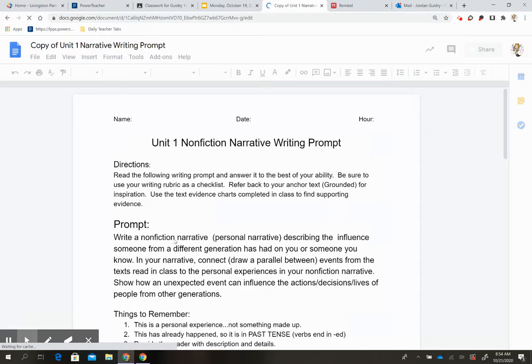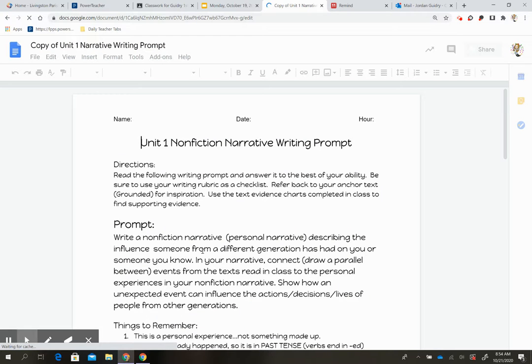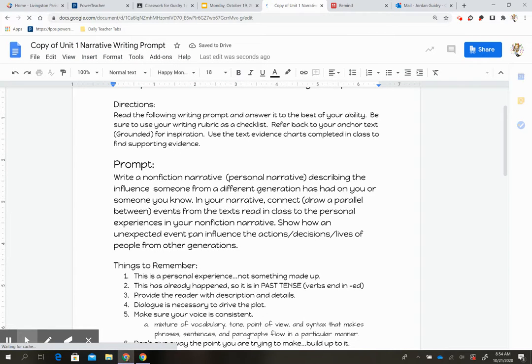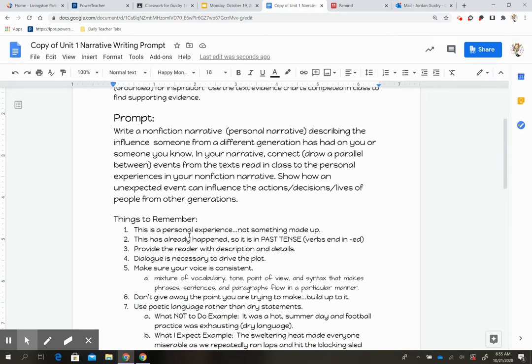So this is your nonfiction narrative writing prompt. It literally says, write a nonfiction narrative, which is a personal narrative, describing the influence someone from a different generation has had on you or someone you know. In your narrative, connect or draw a parallel between events from the text read in class and the personal experiences of your nonfiction narrative. Show how an unexpected event can influence the actions, decisions, and lives of people from other generations. In a nutshell, you're writing a story about how you learned a lesson from someone from a different generation.